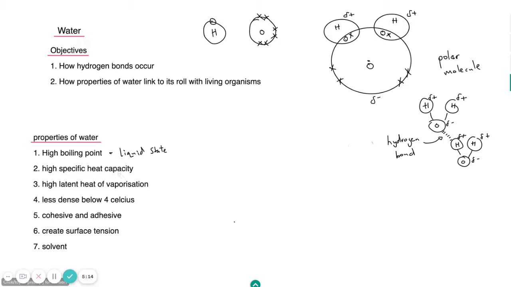And then linked to that, it's got a high specific heat capacity. So these two here, and the third one, high latent heat of vaporization, it's all to do with these hydrogen bonds. So high specific heat capacity, what that means is it's really difficult to change the temperature of water. It takes a lot of energy to heat it up by just 1 or 2 degrees Celsius. So that is really useful for fish.